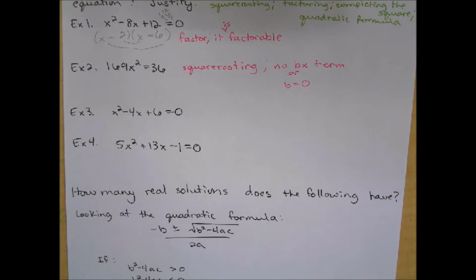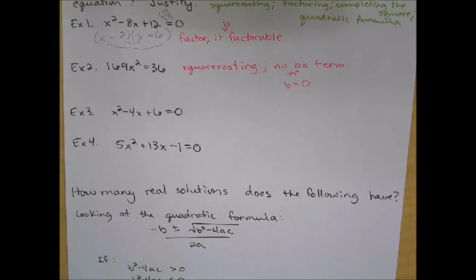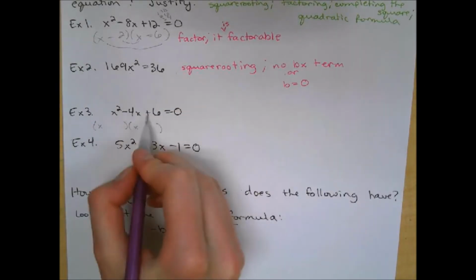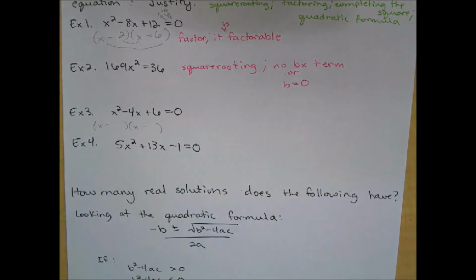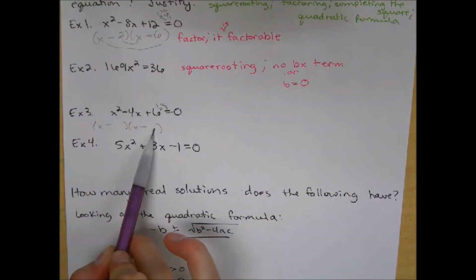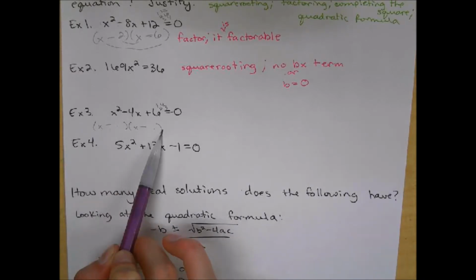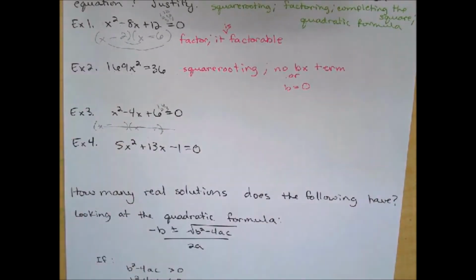For 3, I notice that my a is 1. Looking at it, could I quickly factor it? I want the same signs. They're going to both be negative. For 6, I can do 1, 6, 2, 3. If I put 2 and 3 here, I'll get negative 5x. If I put 1 and 6 here, I'll get negative 7x. So we can't factor it. Can't do it by square rooting.